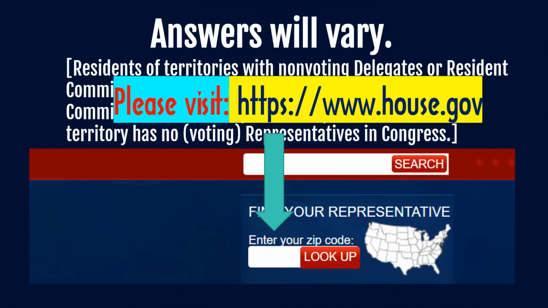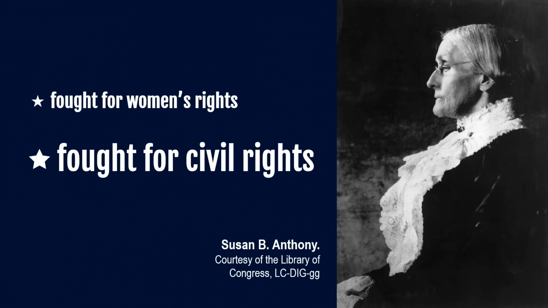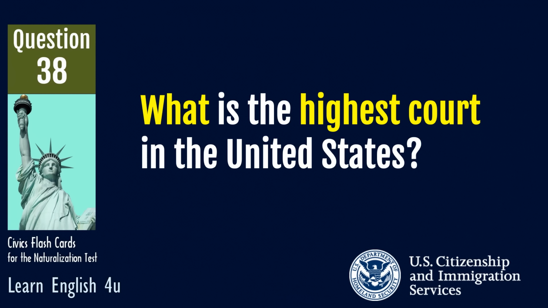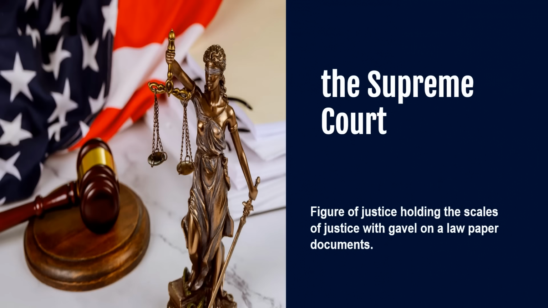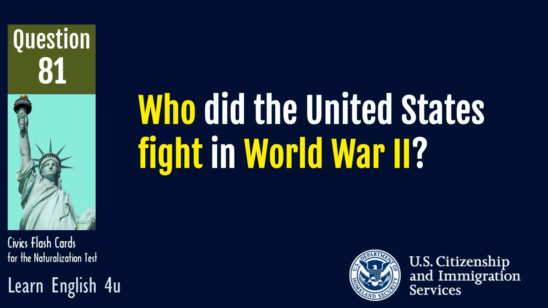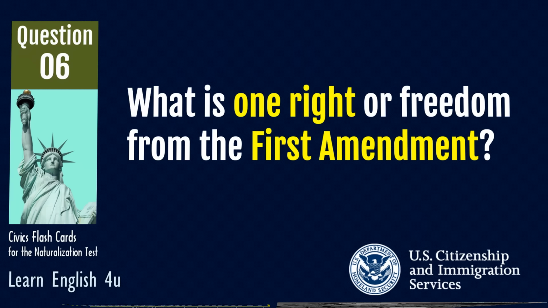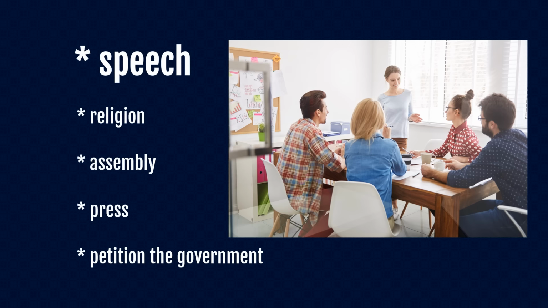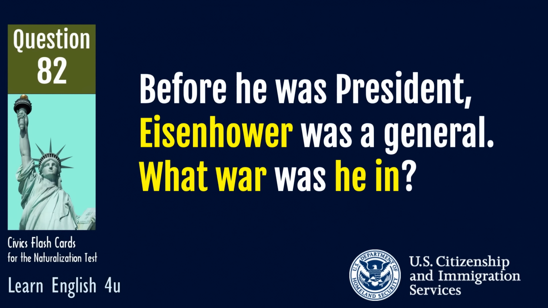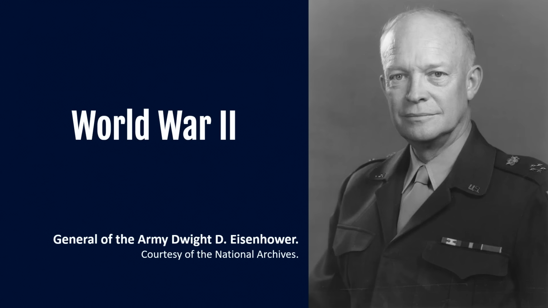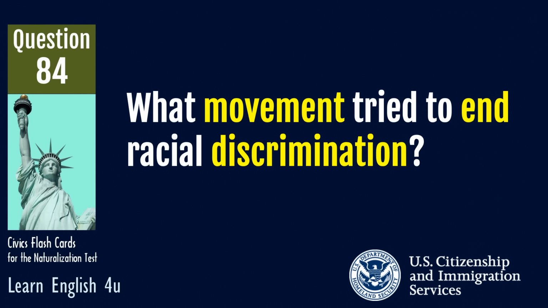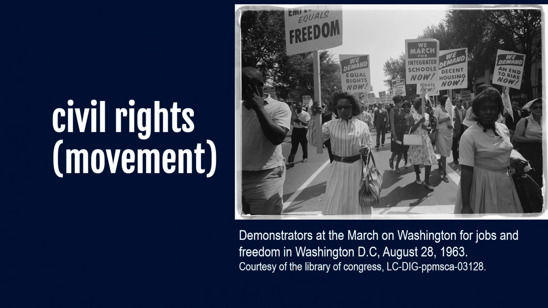What did Susan B. Anthony do? Fought for civil rights. What is the highest court in the United States? The Supreme Court. Who did the United States fight in World War II? Japan, Germany, and Italy. What is one right or freedom from the First Amendment? Speech. Before he was president, Eisenhower was a general. What war was he in? World War II. What movement tried to end racial discrimination? Civil rights movement.